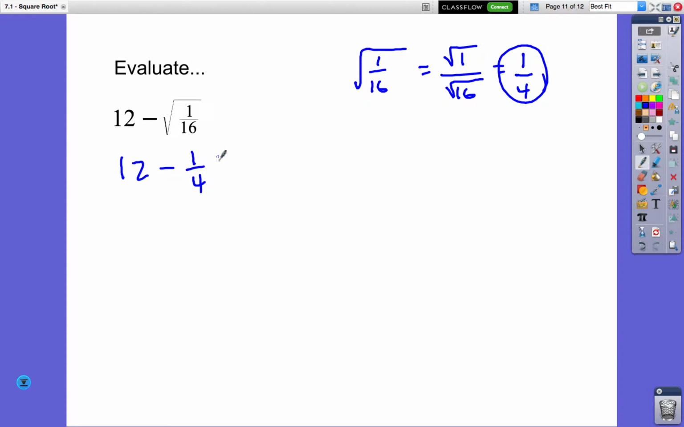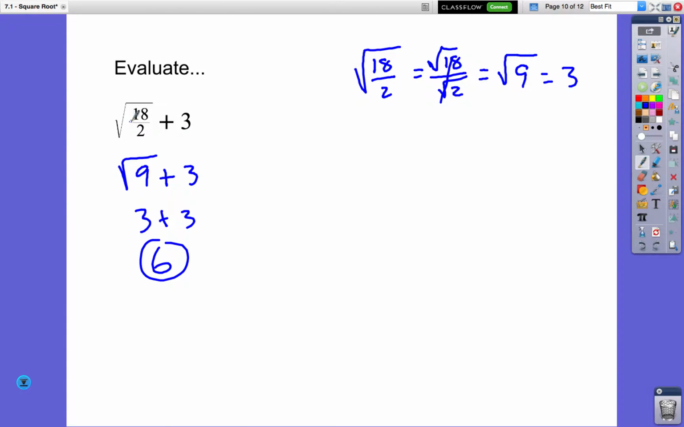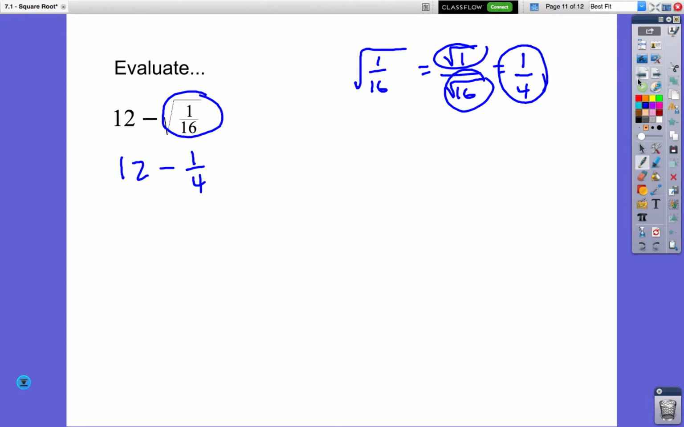But I think the important thing to pay attention to is notice how on this problem it was easier to square root the numerator and square root the denominator, whereas on the last problem it was easier to divide first, get it down to a single number, and then square root it. So different techniques for similar situations. Now we finish it off. 12 minus 1/4 is 11 and 3/4.